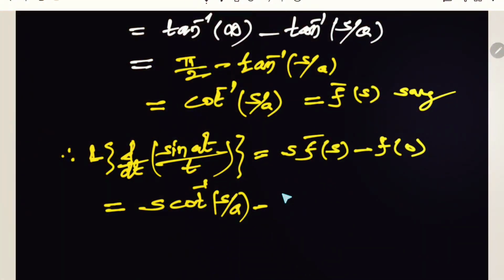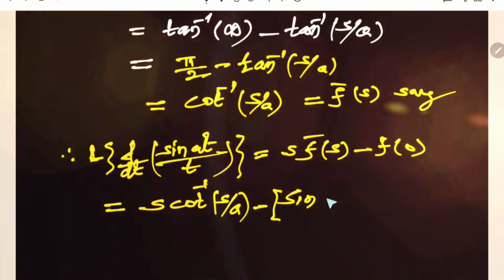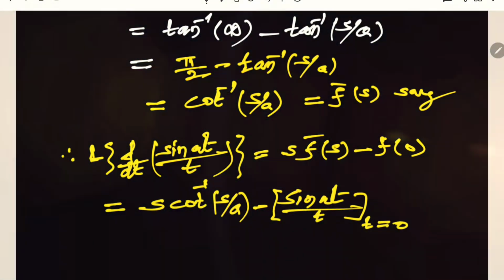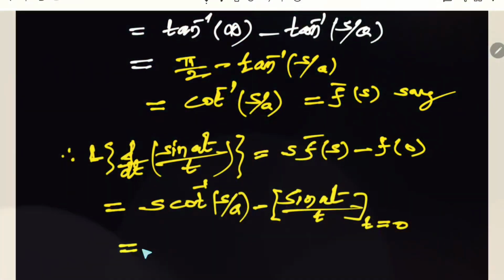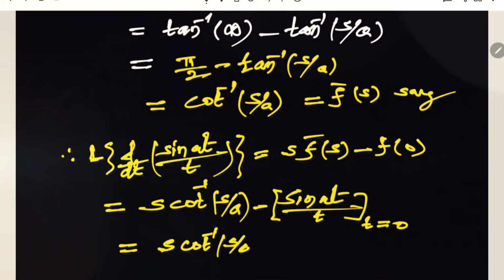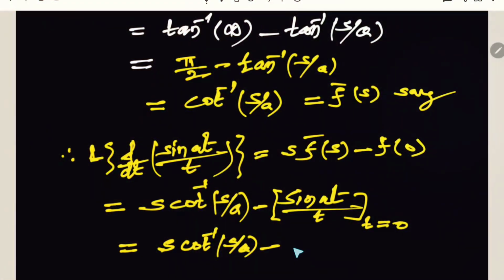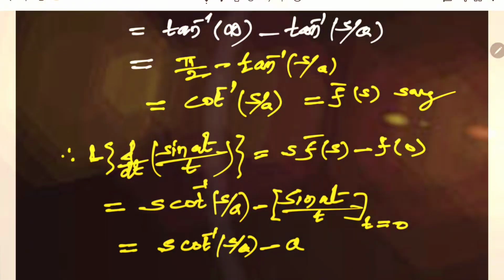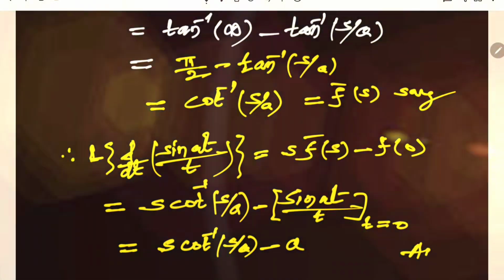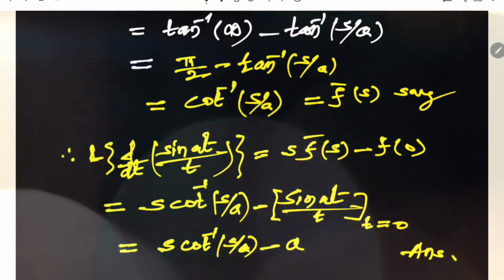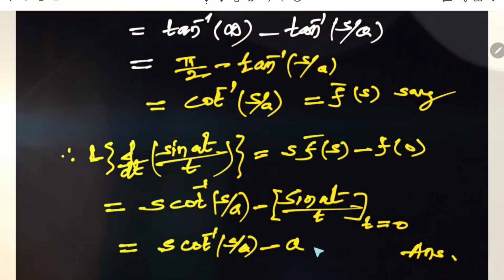Function is sin at by t at t equals 0. Therefore, if you try to find out the limit by applying indeterminate form technique, we get its limit as a, and therefore it is s cot inverse of s by a minus a as the required answer, or the required Laplace transform. Therefore, see the steps carefully. We get the answer as s cot inverse of s by a minus a.